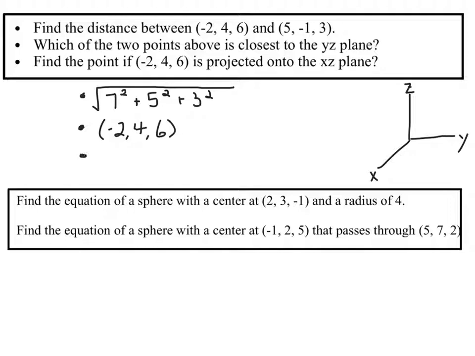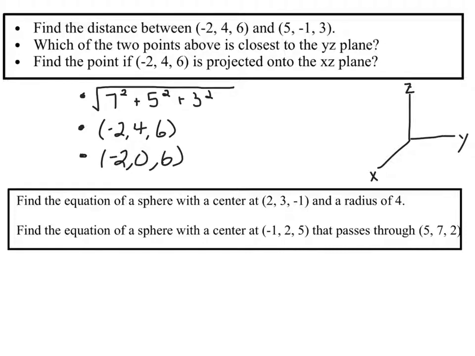All right, find the point if it's projected onto the XZ plane. So we're taking this point and we're projecting it onto here, which means that it has a Y coordinate of 0 because it's just on the XZ plane. The rest remains the same, so it becomes -2, 0, and 6.